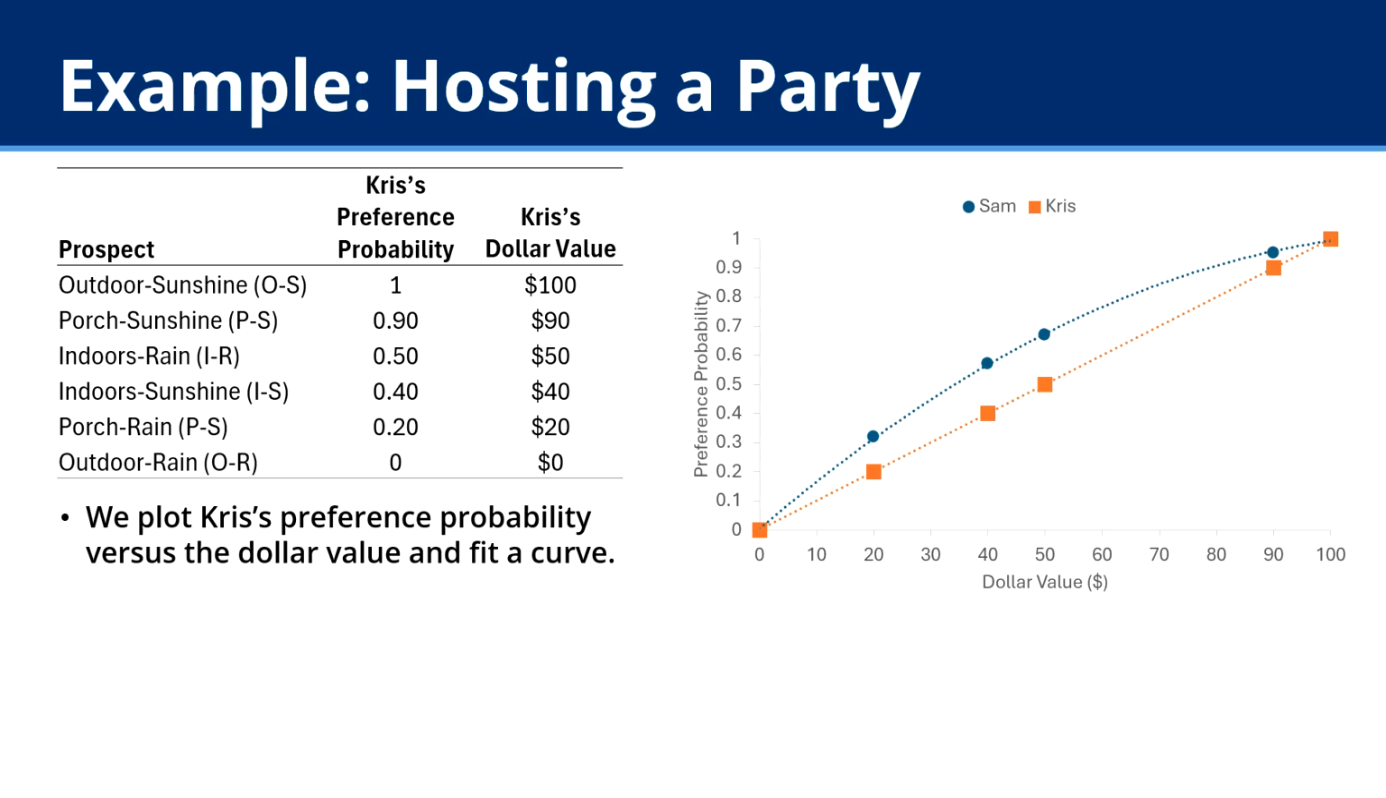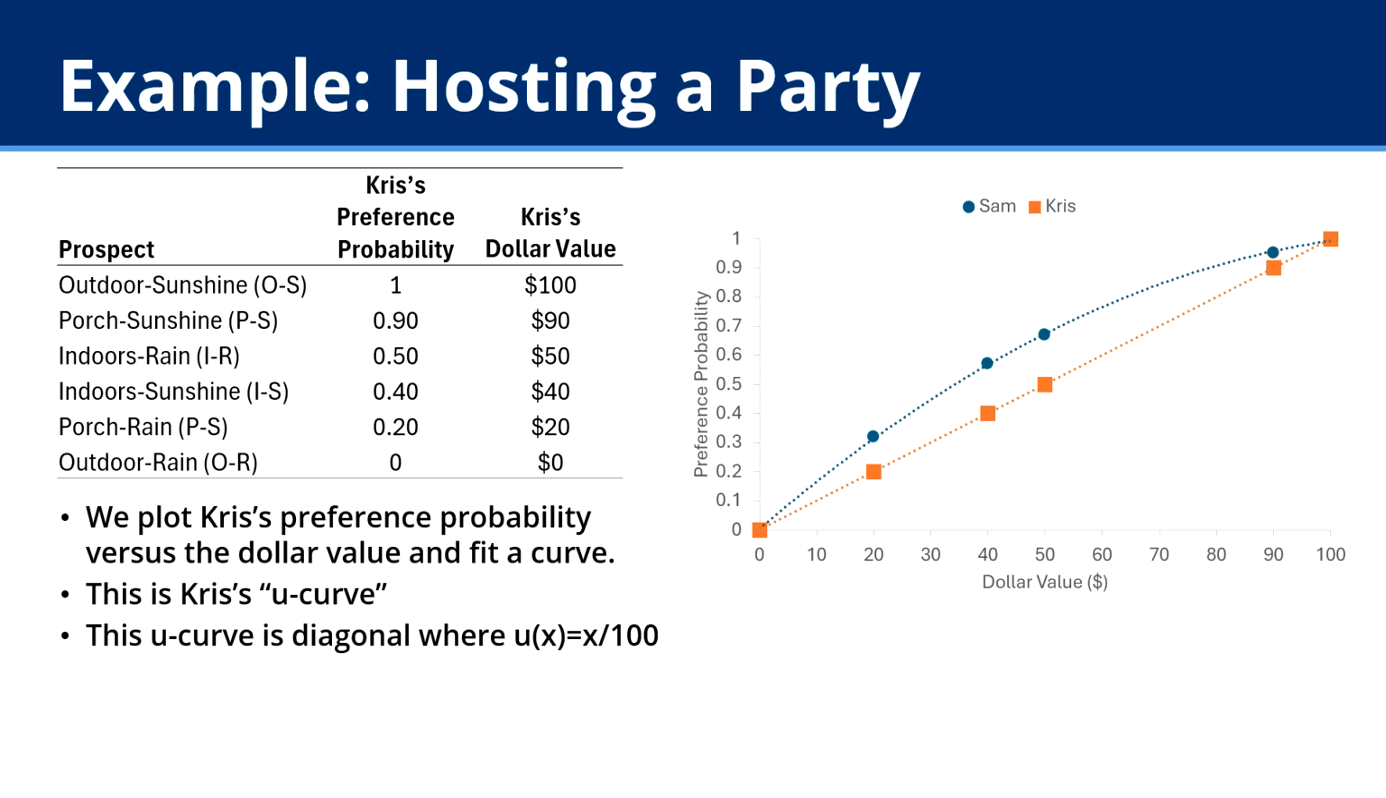Chris's curve is the flatter diagonal there in orange with the square markers. This is Chris's U curve. Sam's U curve, as we remember from the past, is the blue line above Chris's. Chris's curve is a diagonal, where we can describe this curve as u equals x divided by 100.